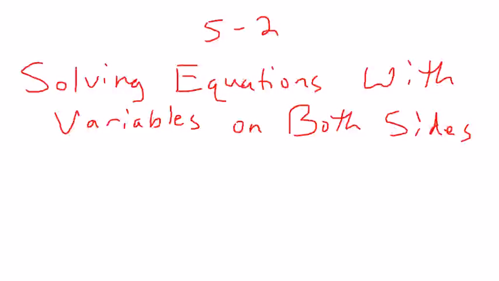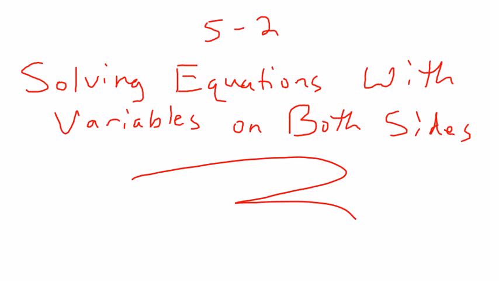Lesson 5-2, solving equations with variables on both sides. A while back, we learned how to solve multi-step equations, such as 5x minus 3 equals 15, right? And 5x minus 3 equals, let's say, 12. And we learned how to work backwards by using inverse operations in order to isolate the variable.